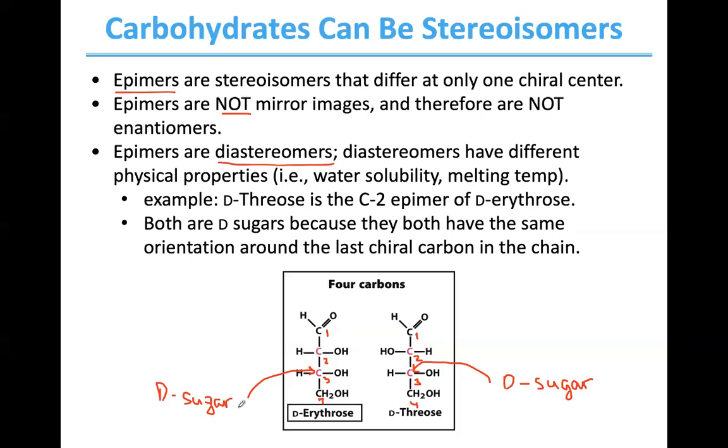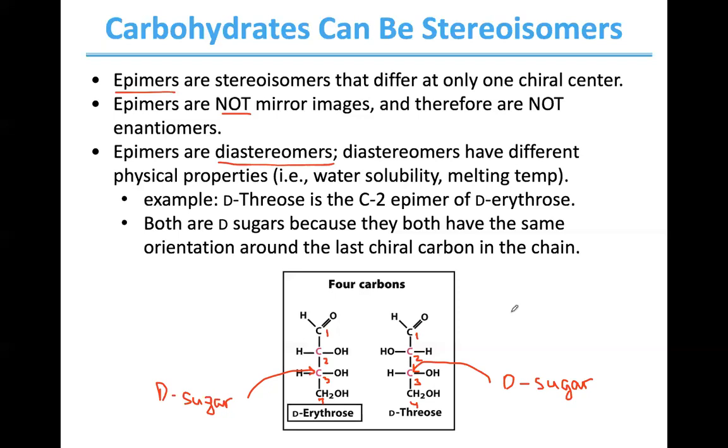Okay, so what have we learned? We learned about L and D sugars. You have to look at the last stereocenter in the chain. If the hydroxyl is on the right, it's a D sugar. If it's on the left, then it's an L sugar. And then compare the other stereocenters. If all stereocenters are inverted, they're enantiomers. If not all are inverted, they're diastereomers. And specifically, if only one of them is inverted, then these are epimers. Are there any questions?